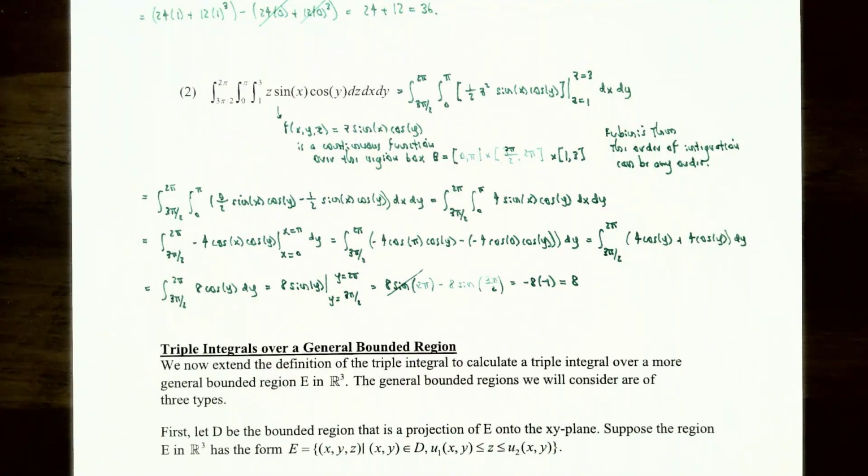And then again, because of Fubini's theorem, since the function is continuous over the rectangular box that we're integrating over, you can integrate in any order and you'll have the same value, which will end up with the value of 8.